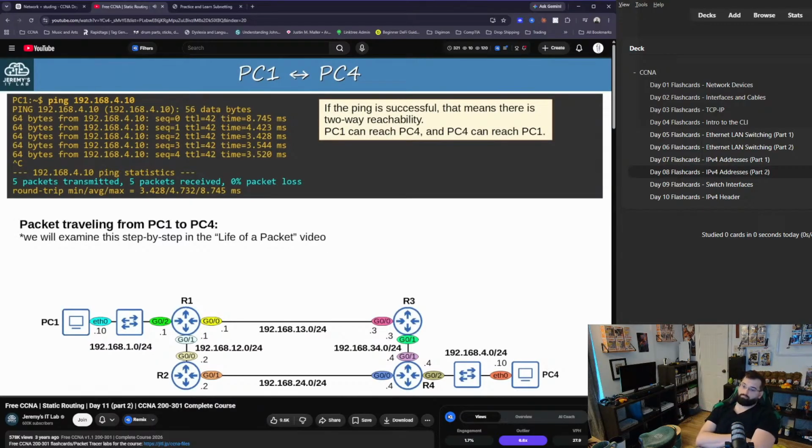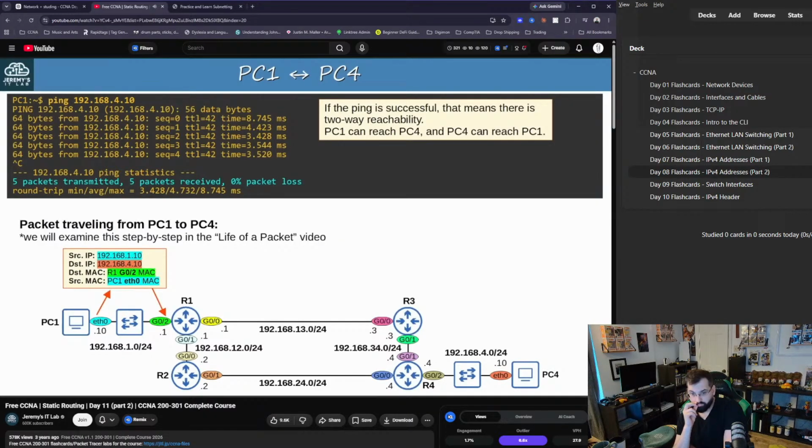Now, let me briefly show how a packet from PC1 to PC4 is encapsulated, de-encapsulated, and re-encapsulated in different frames as it travels through the network. We will examine this process step by step in the Life of a Packet video coming up soon, but this is just a preview. You don't have to think too much about the process yet. As you saw earlier, when PC1 sends a message to PC4, the layer 3 destination is PC4's IP address, 192.168.4.10. However, at layer 2, the destination is PC1's default gateway, which is R1's G02 interface.